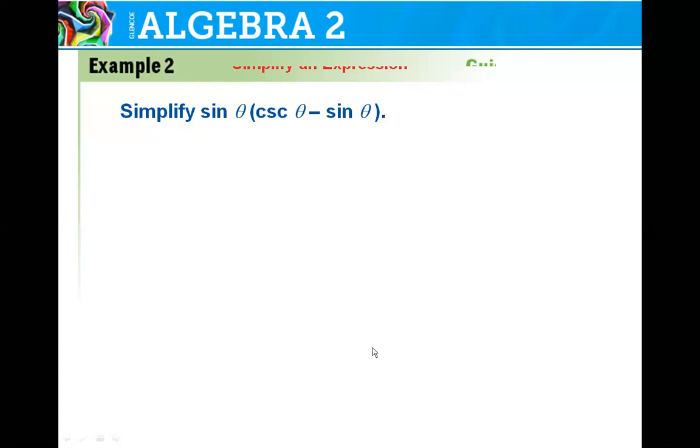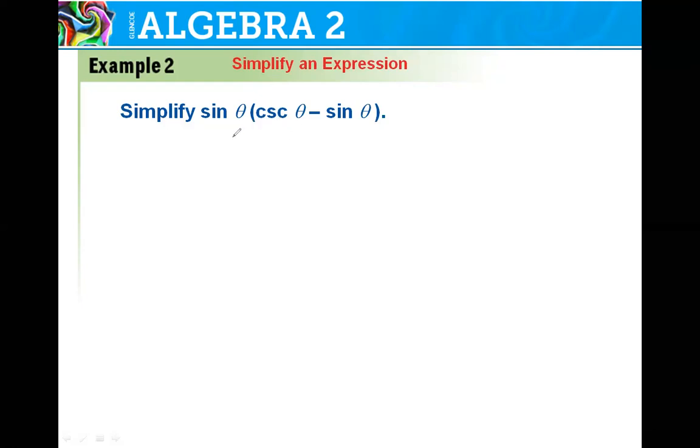Khalid, yes. What shall I do to simplify it? Think with me. Should we distribute? Before distributing, this is cosec, which is the opposite of sine.